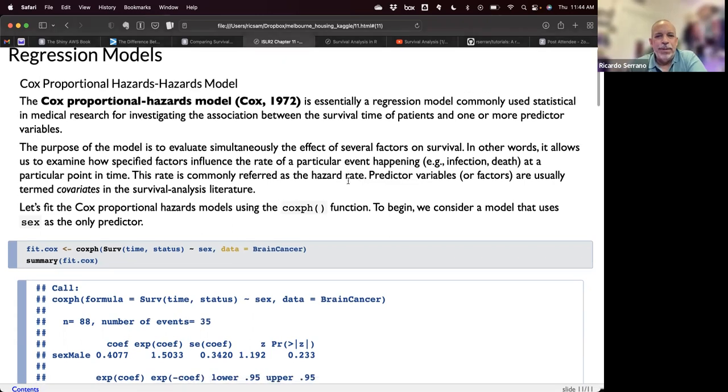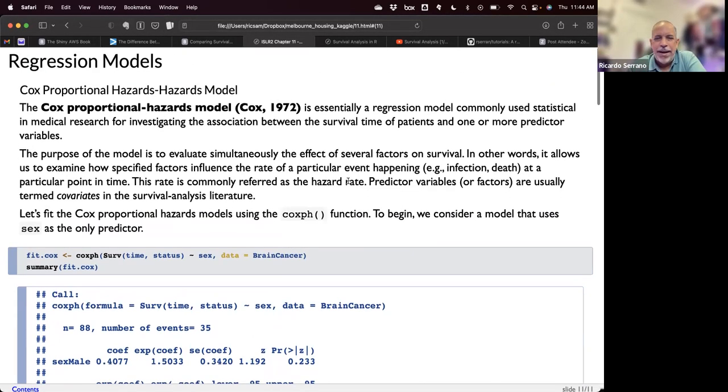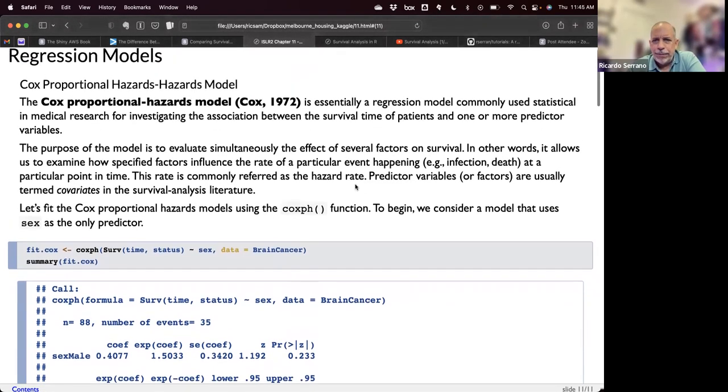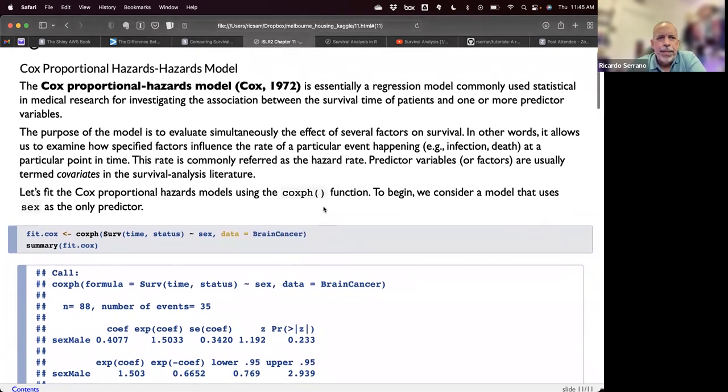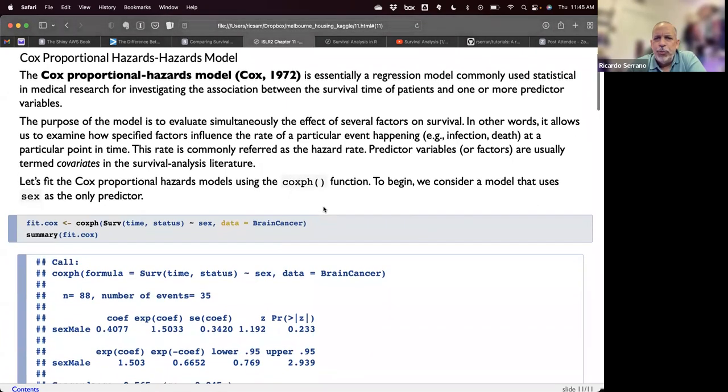Okay, in the minutes that we have left, I'll give you just a preview of the Cox proportional hazards model, which, if you go back, remember the logistic regression models, where we talked about odds ratios, for example? Something similar is happening here. So the Cox proportional hazard model is essentially a regression model, and it investigates the association between the survival time of patients and one or more predictors.